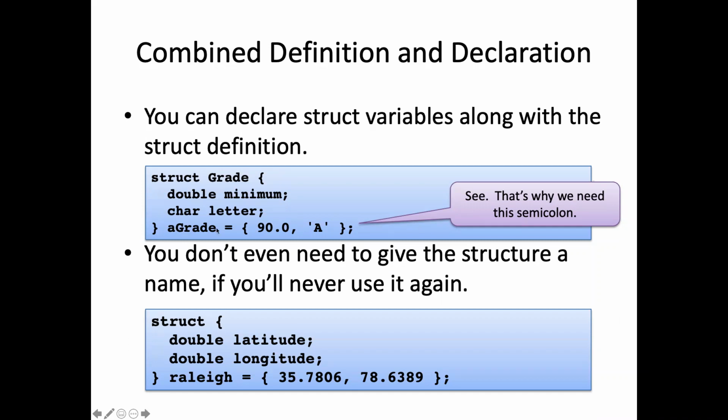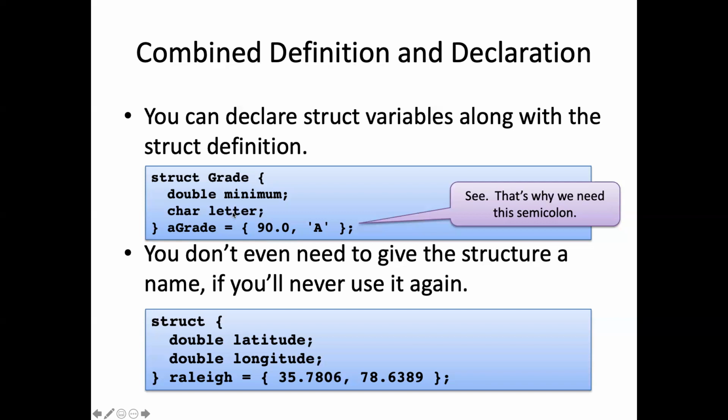Without that semicolon, any name you put after that, any identifier, it's going to assume that you want to go ahead and make an instance of grade. So a grade is a variable of type grade. You can go ahead and start making variables. And you can even start initializing them if you want. So here I go ahead and define a type called grade. I make an instance of it. And I set it up so that its fields are 90 for minimum and A for the letter, which is kind of what you'd expect for an A grade.